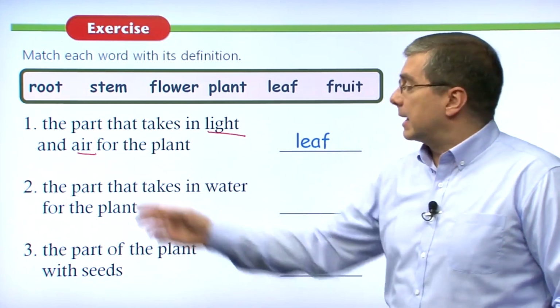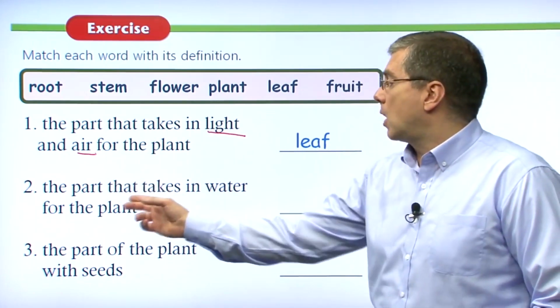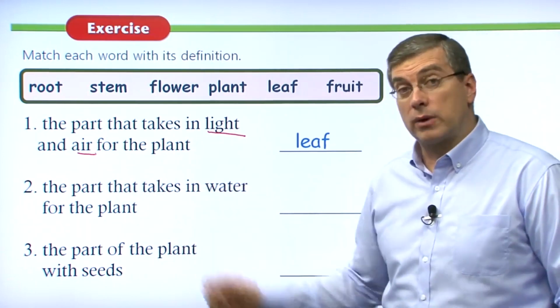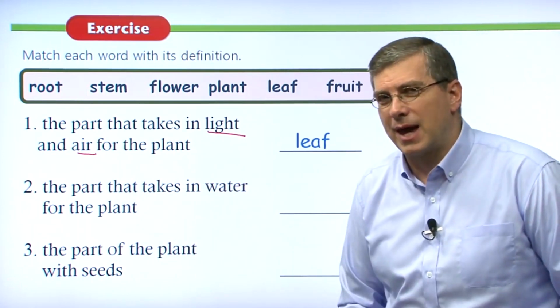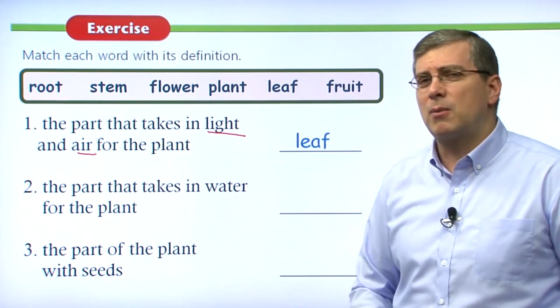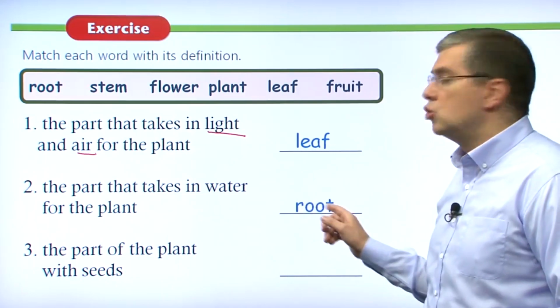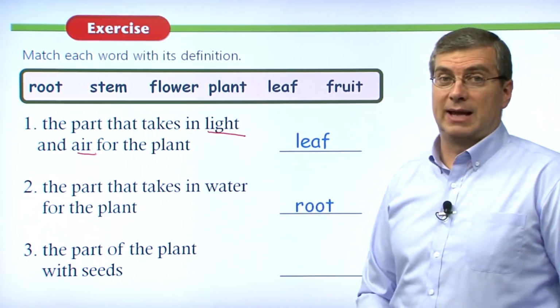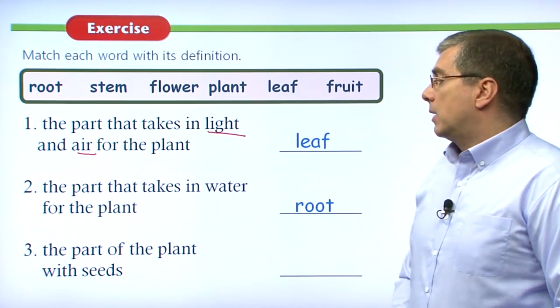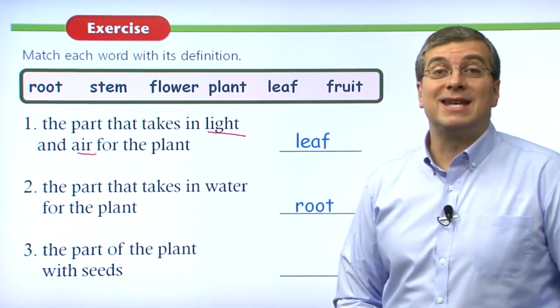The second one, again, we're talking about a part of the plant. The second one, the part that takes in water for the plant. Remember, we talked about that. That part is underground. Do you remember what part that was? That part, of course, is the root of the plants. Okay, so let's move on to number 3, the part of the plant with seeds.